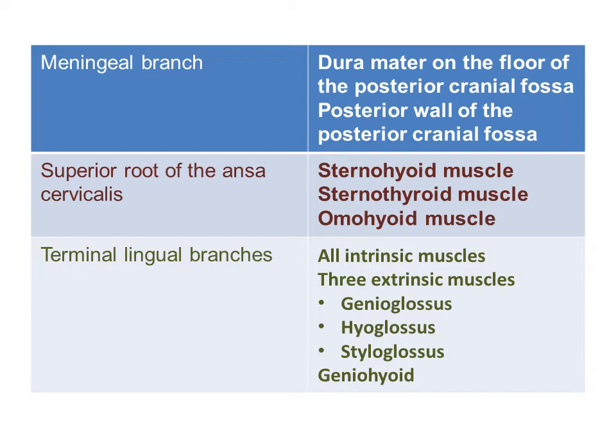The third, the main or terminal lingual branch of the hypoglossal nerve, supplies all intrinsic muscles of the tongue: superior longitudinal, inferior longitudinal, transverse, and vertical. Three out of four extrinsic muscles, genioglossus, hyoglossus, and styloglossus, are supplied by the hypoglossal nerve. Only palatoglossus remains, which is supplied by the vagus nerve. There are also two muscles, geniohyoid and thyrohyoid, which are supplied by these terminal branches.